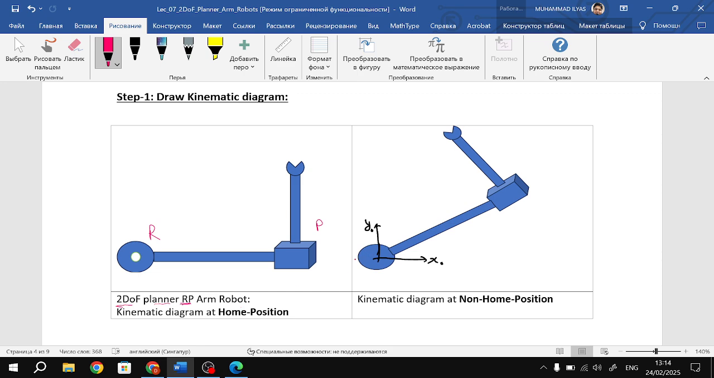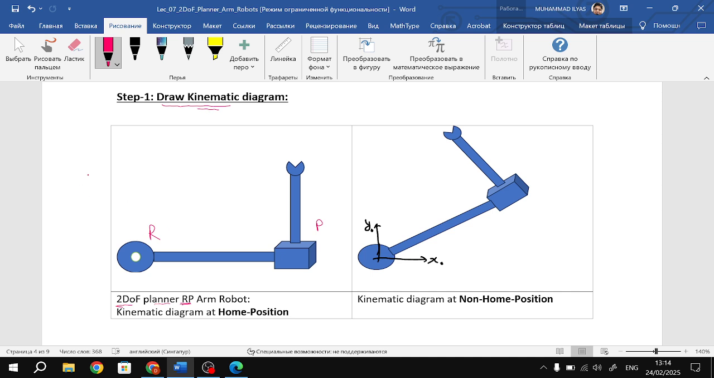So we'll take this example and we'll go through all the steps. What is the first step? The first step is that you draw the kinematic diagram, right? So what is a kinematic diagram? You have some physical robot or some picture of the robot, and then you draw that robot on your paper, okay? And you should follow some rules for what it should look like.